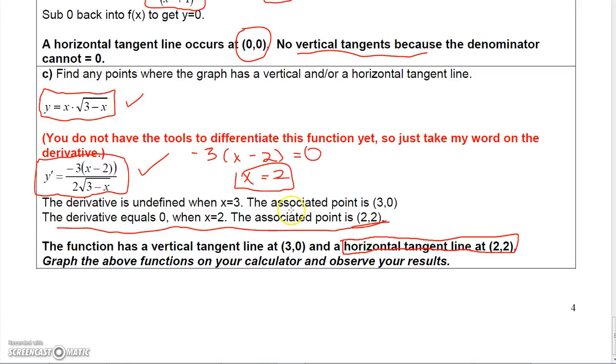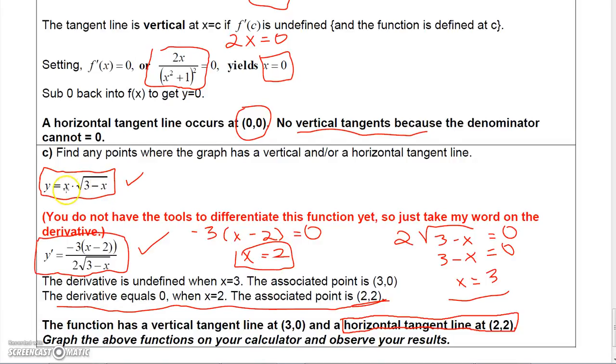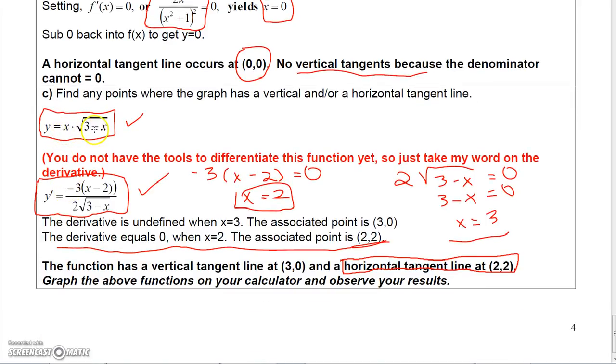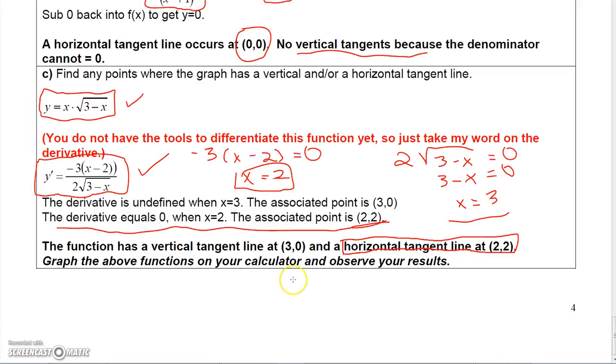Now, as far as a vertical tangent line, you get a vertical tangent line when the denominator is 0. Well, the only way the denominator could be 0 is if 2 times the square root of 3 minus x could be 0. And the only way that could be 0 is if the value in the radical, 3 minus x, is 0. If you set that equal to 0 and solve it, you get x equals 3. So at x equals 3, we're going to get a vertical tangent line, and the y value at x equals 3, if you plug 3 in here, you get 3 times the square root of 0, which is 3 times 0, so that gives you the point (3, 0). So you get a vertical tangent line at the point (3, 0).